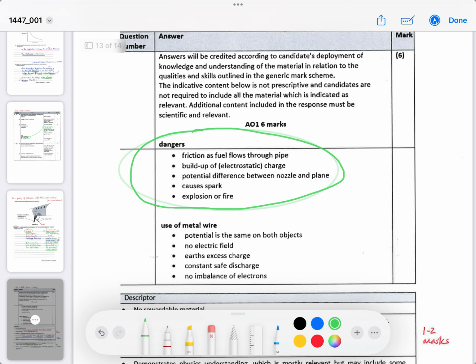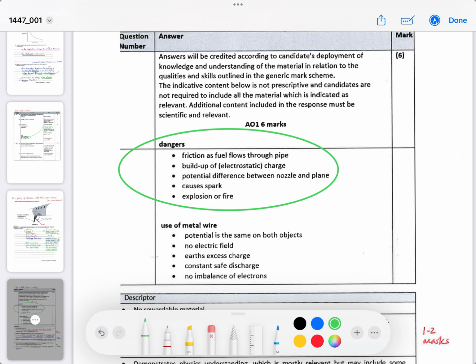Friction, as fuel flows through the pipe, that's what creates the charge. That is what the build-up of static electricity is due to, or electrostatic charge. The potential difference between the nozzle and the plane could cause a spark. So if the nozzle gets charged and the plane is close to it, you can get a spark going from the nozzle, which gets charged, to the plane, which might be at a different voltage. This is what causes the spark, which can lead to explosion or fire. So these are the dangers.